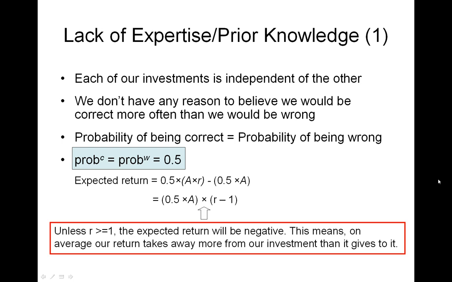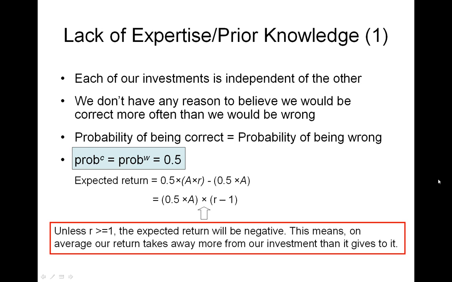What's important to note in that formula is that unless the rate of return is greater than or equal to 1, the total expected return will be negative, which means on average our return is going to take away more from our investment than it gives to it. Now, intuitively, putting the math aside, that's not surprising because if you think about it, when we're right, we get a percentage of the profit. But if we're wrong, we lose all of what we put in.